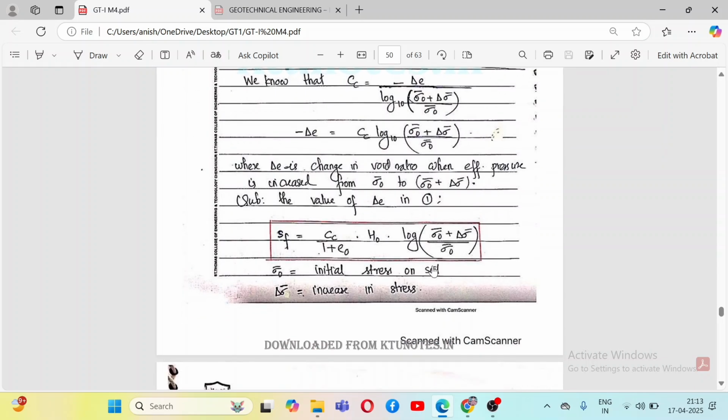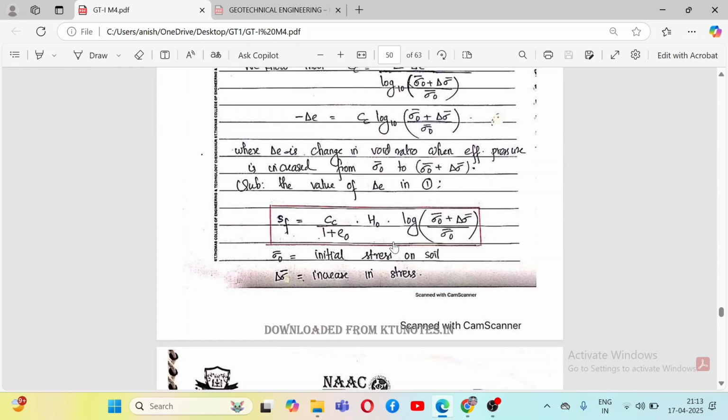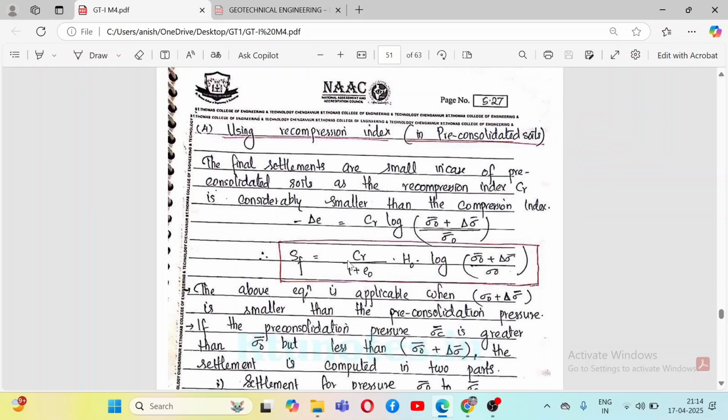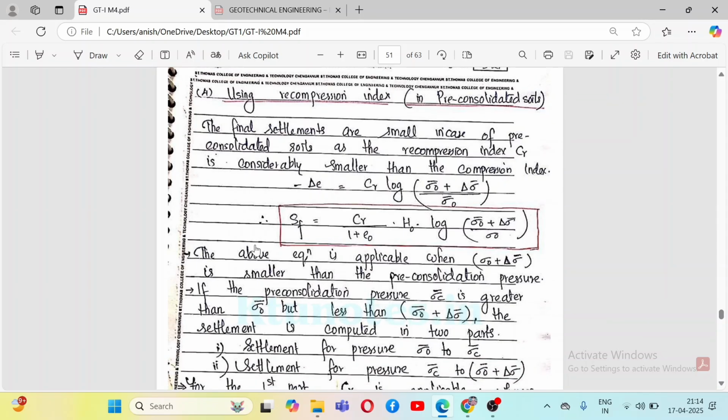So SF can be given as Cc divided by 1 plus e naught multiplied by H naught into log of (sigma naught dash plus delta sigma dash) divided by sigma naught dash. Next is using recompression index, in the pre-consolidation state. The final settlement is for a small increase of pressure on pre-consolidated soil, as the recompression index Cr is considerably smaller than the compression index. It is given by SF = Cr divided by 1 plus e naught, H naught, log of (sigma naught dash plus delta sigma dash) divided by sigma naught dash.